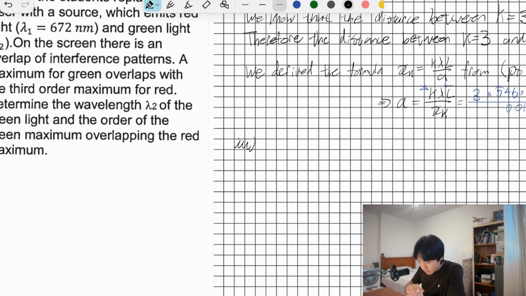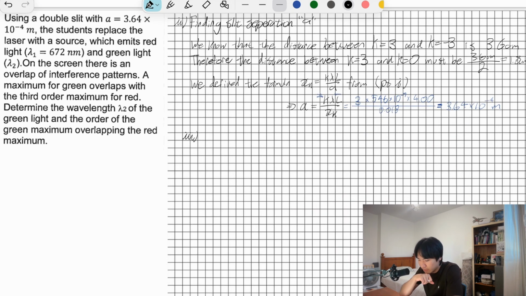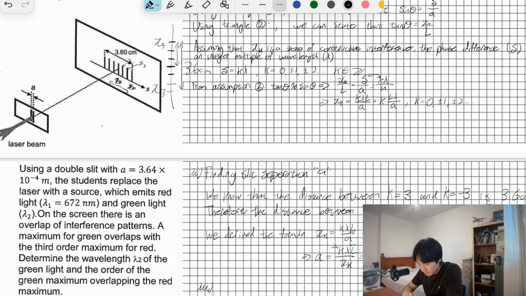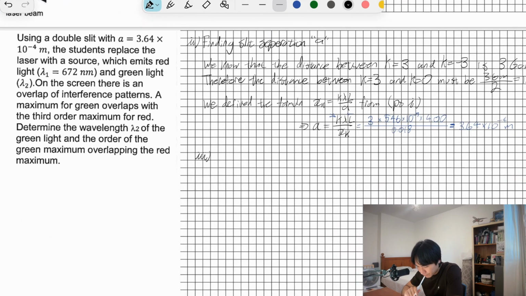Okay, using a double slit with a equal to 3.64 times 10 to the power minus 4 meters, the student replaces, which is exactly the value we got for some reason, right? So which I think also shows that we probably got the right answer, which emits a red light, lambda is equal to 672 nanometers, and green light, lambda 2.